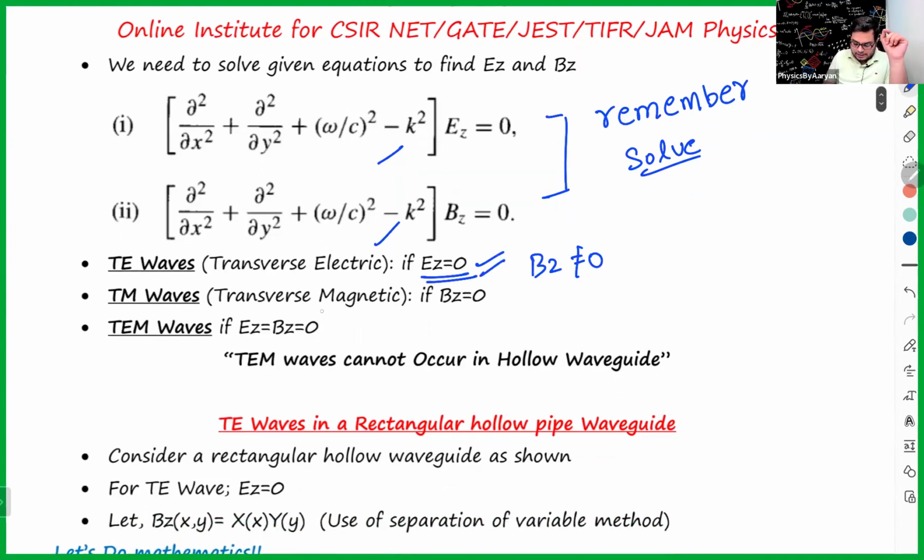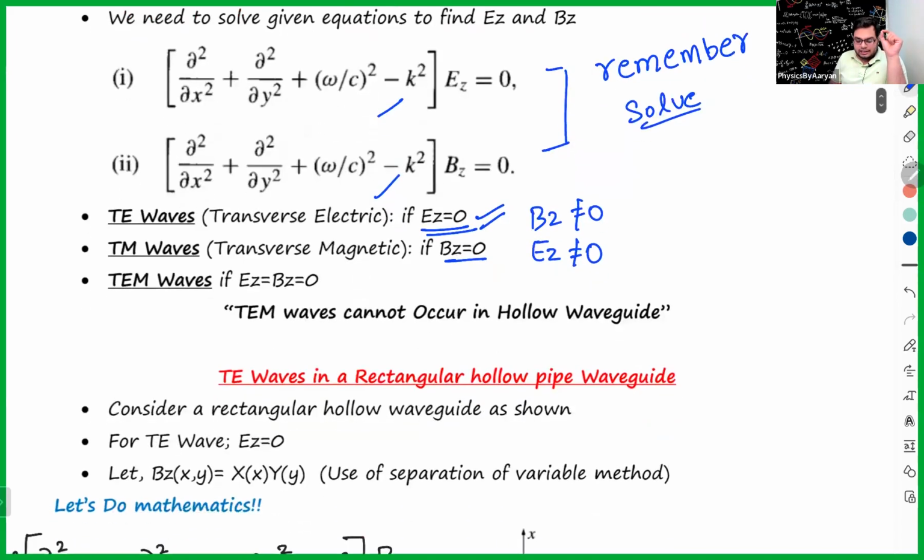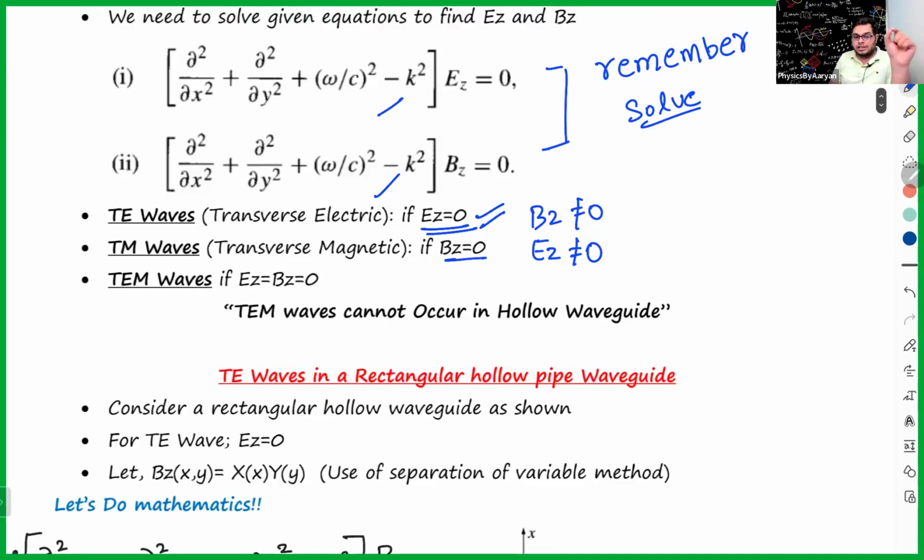Similarly, transverse magnetic. So if your magnetic field is transverse, means perpendicular, then your longitudinal magnetic field will be 0. So whenever Bz is 0, we call that as transverse magnetic. Bz is 0, but Ez is not 0. And then comes TEM waves, transverse electric magnetic. When both of them are transverse, then Ez and Bz, both of them are 0.